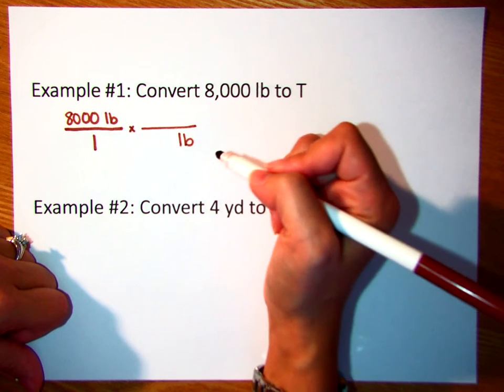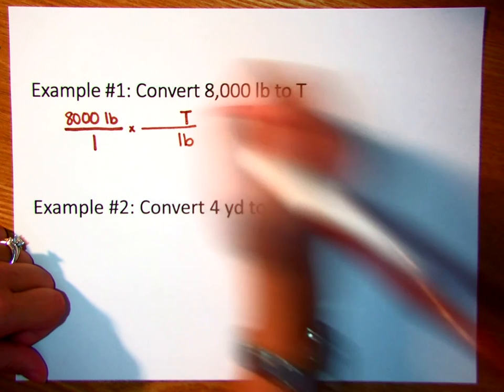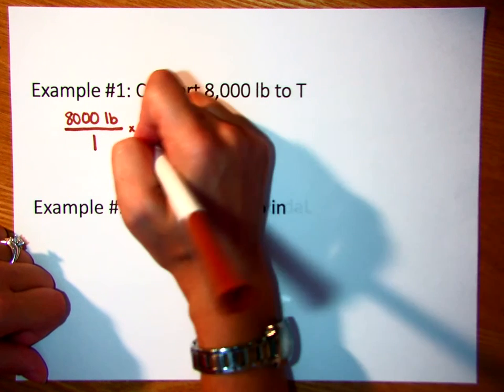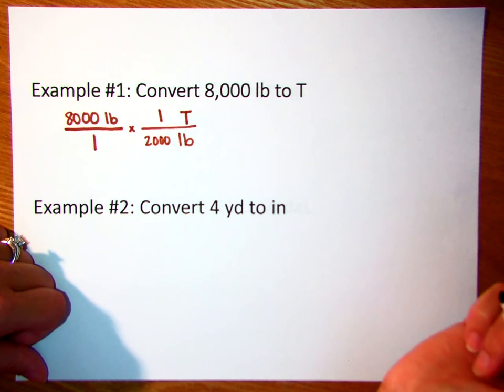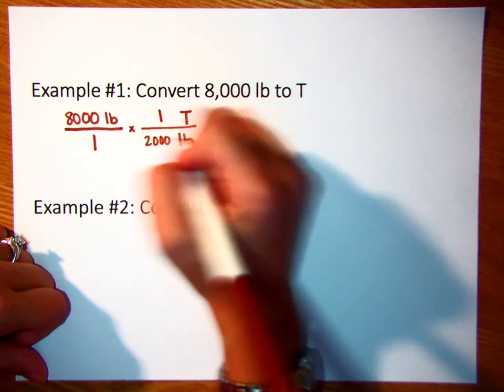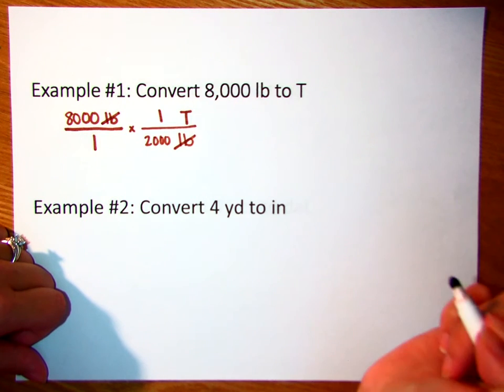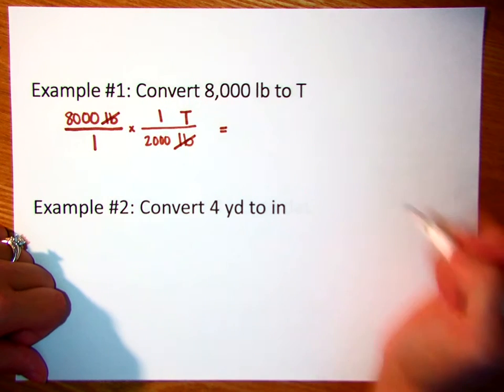Is there a conversion factor where I can go from pounds to tons? Because that's my goal here, is to get to tons. Absolutely. There are 2,000 pounds in 1 ton. So now what happens here? Well, look, these in the diagonal, the units are going to actually cancel. And the only unit left I have is tons. So I'm ready to now multiply straight across.